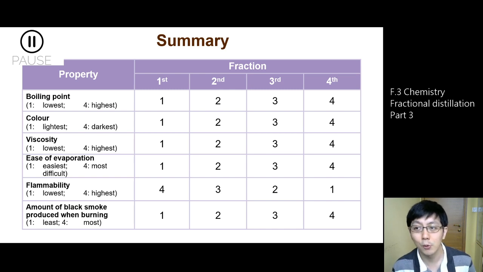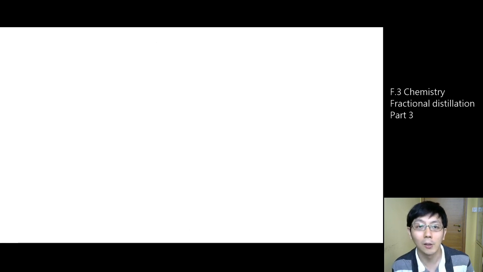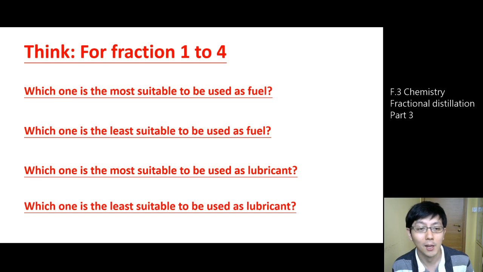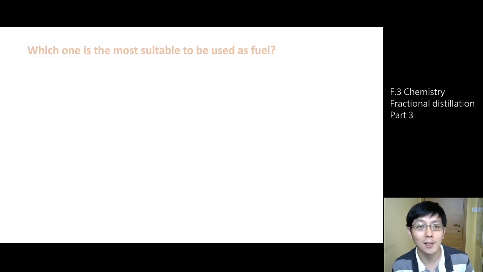So we have this flow chart. We have filled in the chart to indicate the trend of the change of the properties of different oil fractions. And in the last video, in the last part, I gave you 4 questions to think about. Which fraction is the most and the least suitable to be used as fuel and also as lubricant? From the comment box on YouTube, I only see one student actually leave his answer there. So what's the answer here?